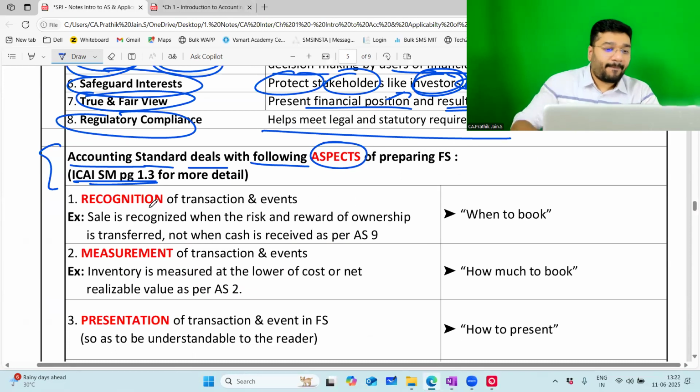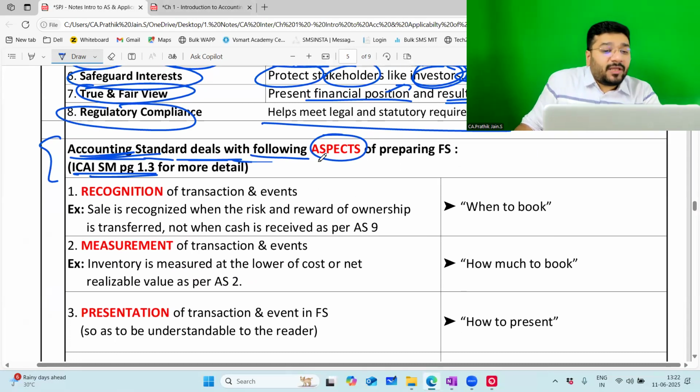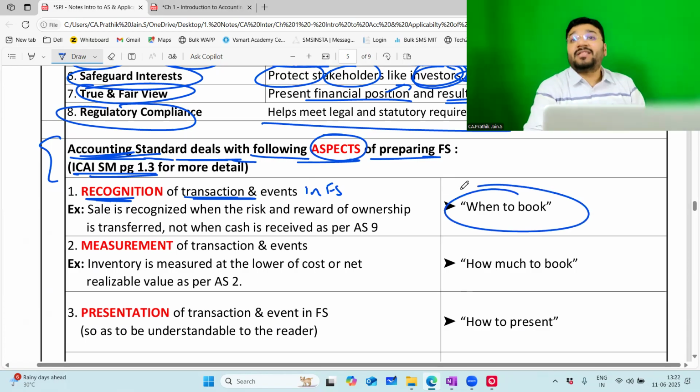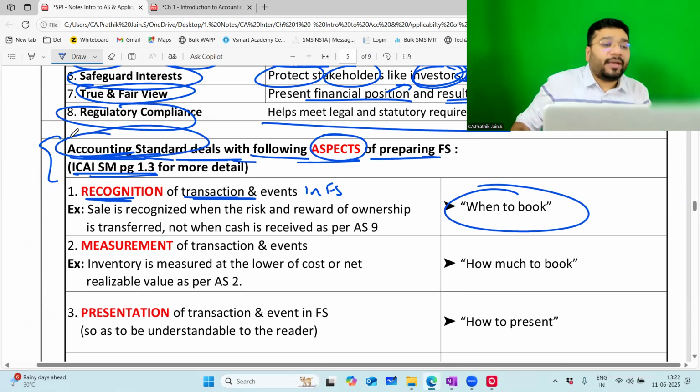Now, accounting standard deals with the following aspects in preparing the financial statement. The first aspect talks about recognition of transactions and events in the financial statement. It means the accounting standard will teach us when to book an entry: when I should record my revenue, my expense, my asset, my liability. So for an item, transaction, or event, when I should record it, that aspect I learn from accounting standards. There are multiple accounting standards which teach me recognition. Can you please name any AS which talks about recognition of transactions and events?